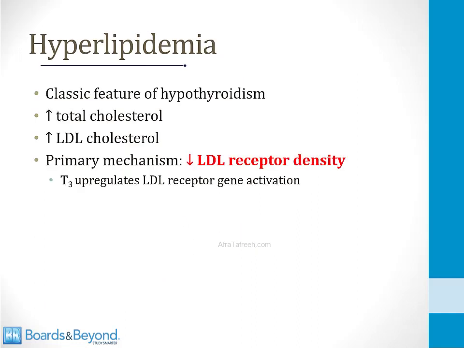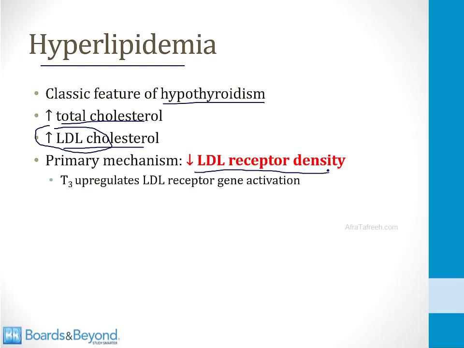Hyperlipidemia is another classic feature of hypothyroidism. Patients who have hypothyroidism have an increased total cholesterol level and an increase in the LDL cholesterol level. And because LDL cholesterol is associated with coronary disease, untreated hypothyroidism can lead to an increased risk of coronary disease. The primary mechanism of hyperlipidemia, and this has been well described in the literature, so you should know this for step one, is a decrease in the LDL receptor density.